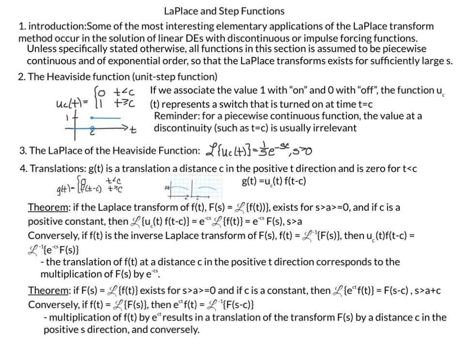We have these two theorems about translations, which we will go over in the video, but for now I'm just going to read you the gist of them. If we translate a function f of t by a distance c, so we move it over c units in the positive t direction, that corresponds to multiplying the Laplace transform by e to the minus cs. Remember, this capital F is generally considered the Laplace transform of lowercase f. The other theorem says that if we multiply a function by e to the ct, that results in a translation of the Laplace transform by a distance c in the positive s direction. We'll look at these more.